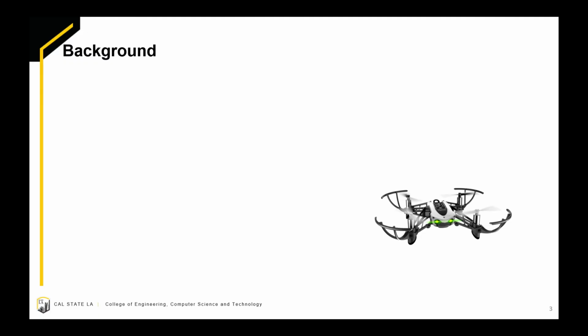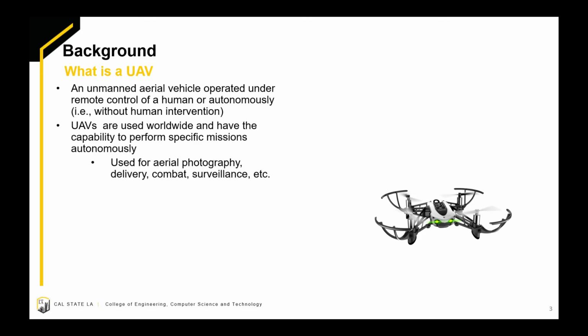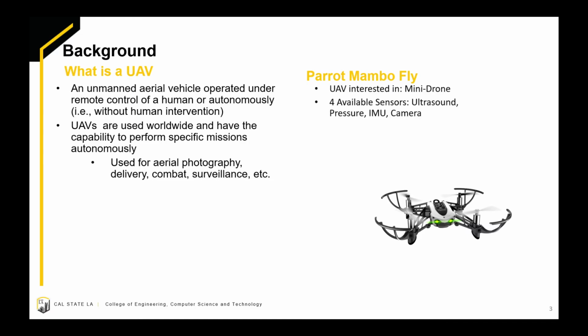Here's a little bit about the background of the project. First, by explaining what a UAV is. A UAV is an unmanned aerial vehicle operated without any human intervention. They're used worldwide to perform missions autonomously, such as aerial photography, delivery, combat, surveillance, and more. Our project will be using a Parrot Mambo Fly with 4 sensors: ultrasound, pressure, IMU, and camera.